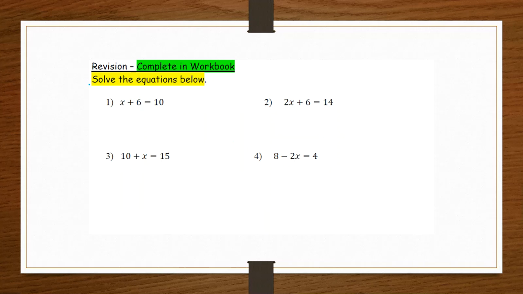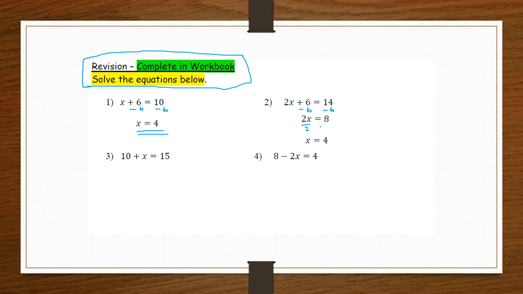So let's revise equations first of all. Do these in your workbook, pause the video and then play when you're ready to check your answers. So for question 1, x plus 6 equals 10, we need to take 6 from both sides. So we get x equals 4, 10 take away 6 is 4. This one, same thing, take 6, which gives us 2x equals 8, and then divide by 2. So x equals 4.